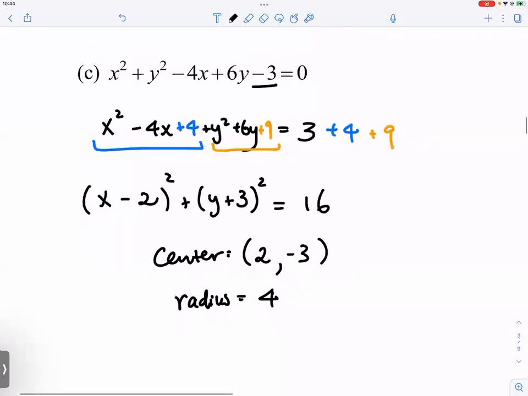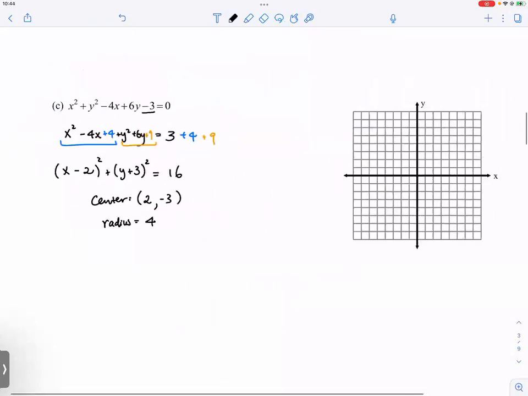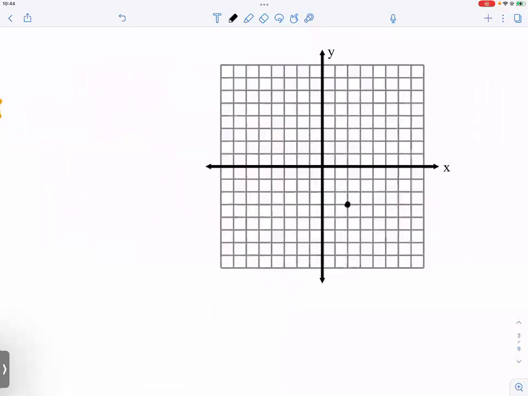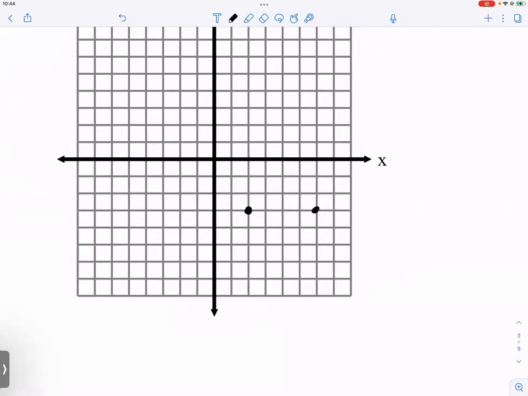All right, so that's part C. And now we can draw the circle. 2, -3 is here. Since the radius is 4, that means I would be able to plot at least 4 points. And they're all 4 units away from each other. There you go. Okay, so all 4 units away from the center. That would be the circle. Okay, and you just try your very best to draw a nice circle.